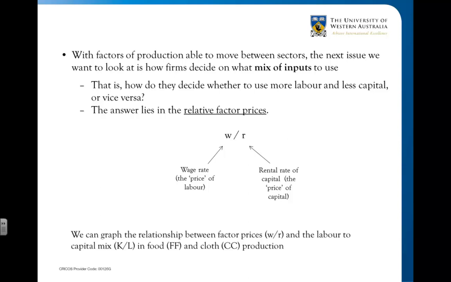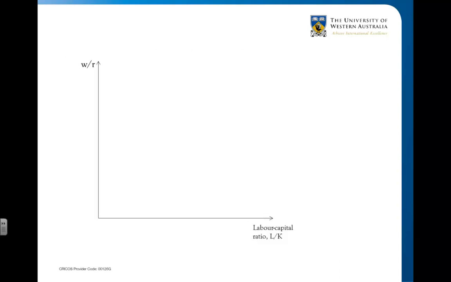Now, the first step here is that we can graph the relationship between factor prices and the mix of labour and capital that is used in the production of food and the production of cloth. Just note what we've got on the axes. We've got the relative factor prices on the vertical axis, and the relative labour to capital ratio on the horizontal. It's important to remember it's not the absolute amount of labour and capital. It's the relative use, the ratio of those.